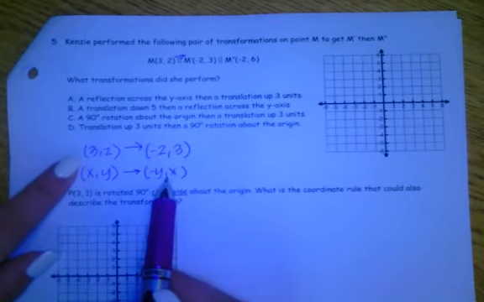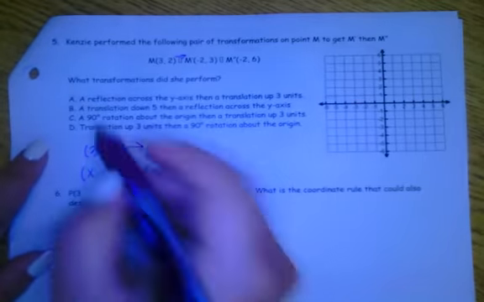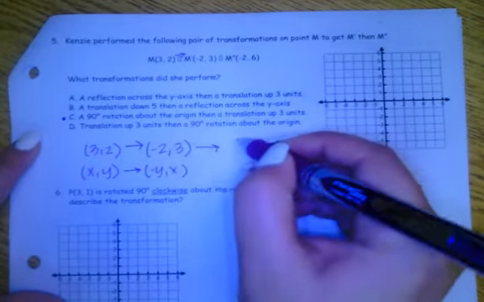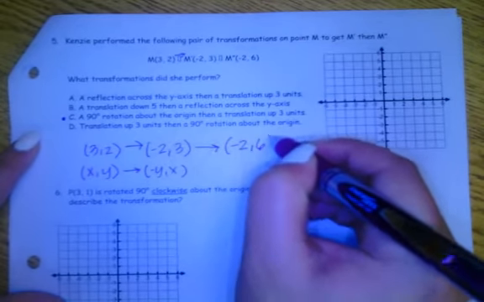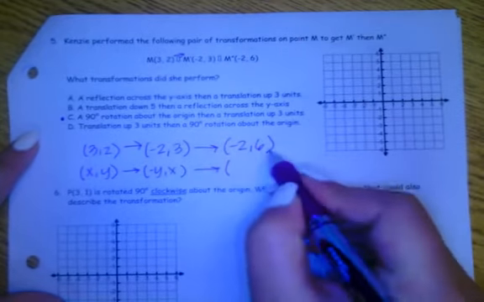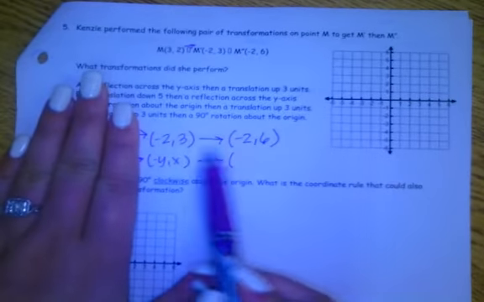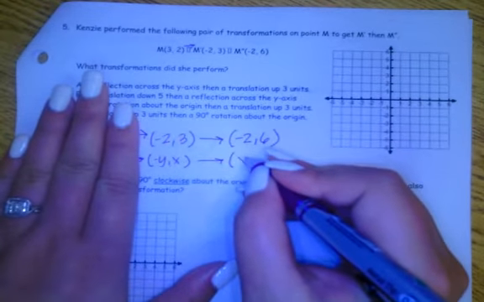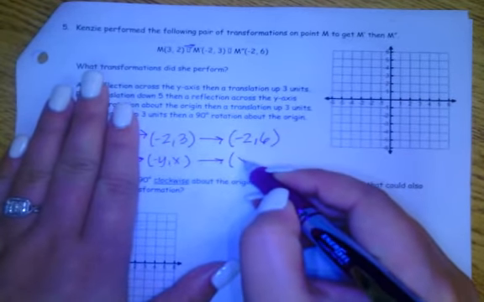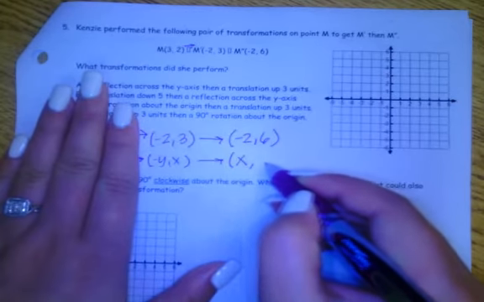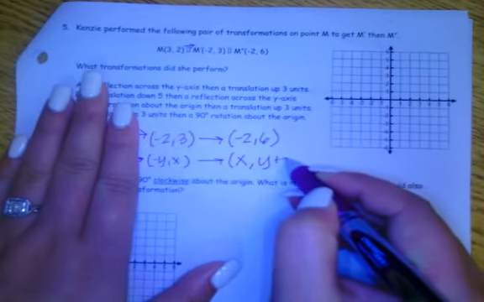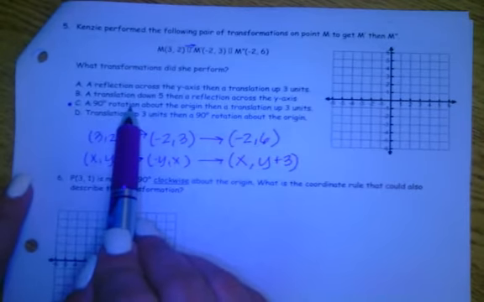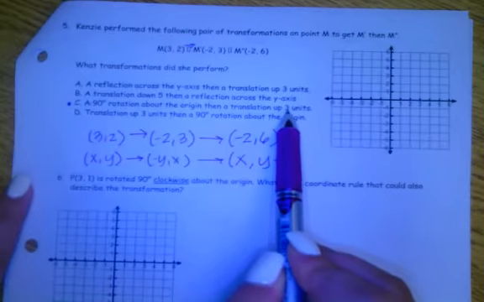So we know it's probably C, but let's double check. Then we went to negative 2, 6. In terms of X and Y, how did we go from negative 2, 3 to negative 2, 6? X stayed the same, right? And then what happened to Y? Plus 3. So does letter C match up? A 90-degree rotation, yes. And a translation up 3 units, yes. So that would be C.